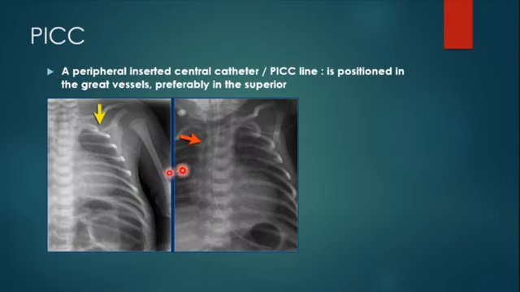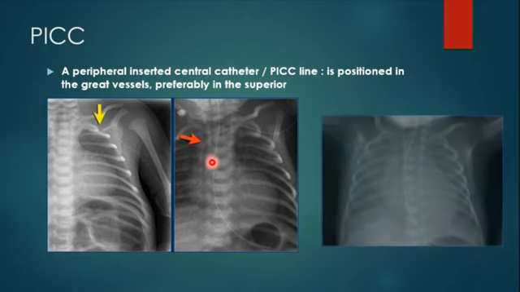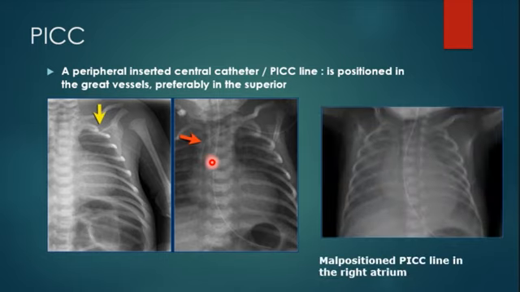This is an example of a normal peripherally inserted catheter. It has been entered through the subclavian and then reaches the superior vena cava. This is a normal position. While in this case, there is malposition of the peripherally inserted line. It has been entered too deeply, reaching into the right atrium, and this is abnormal. Sorry, we don't want this.